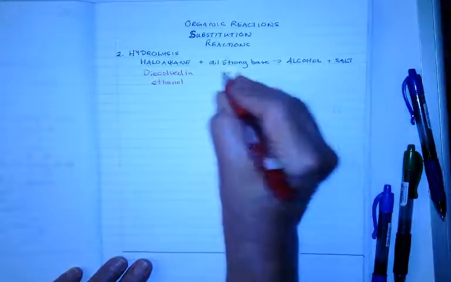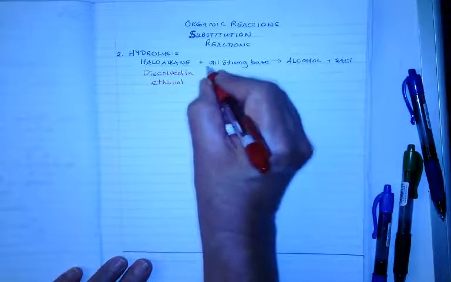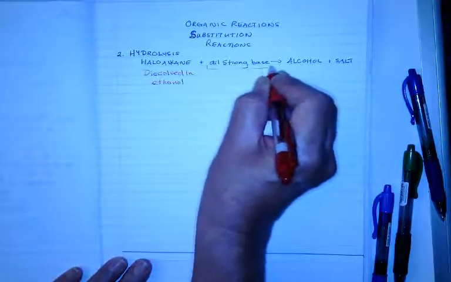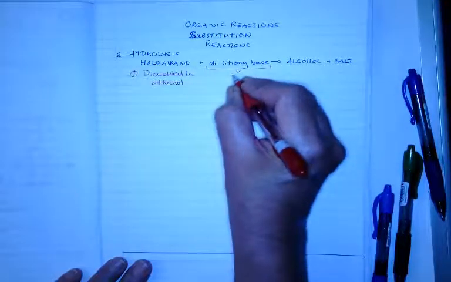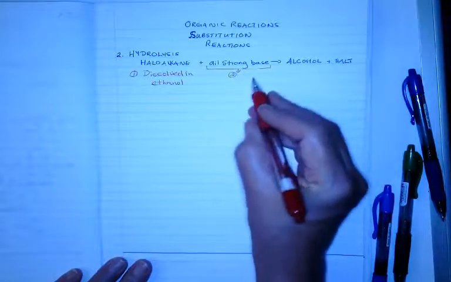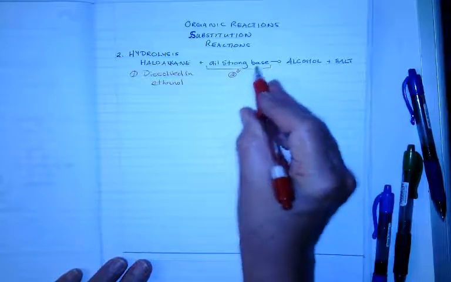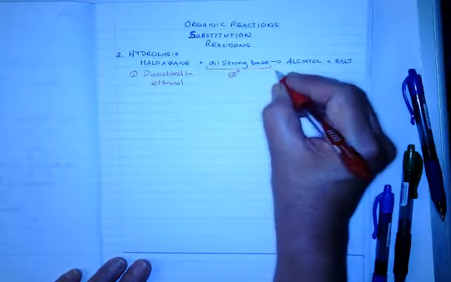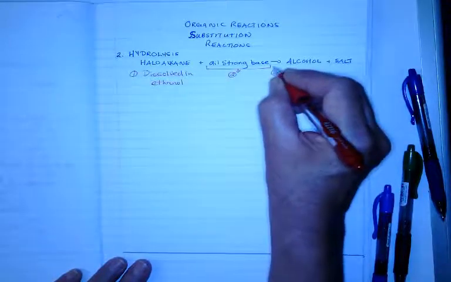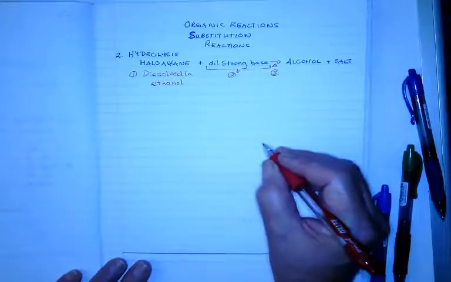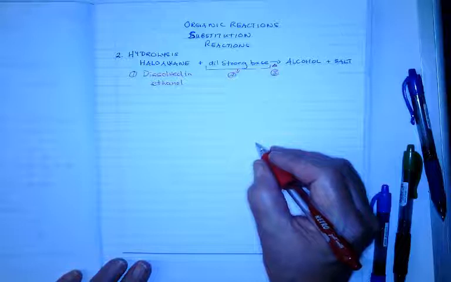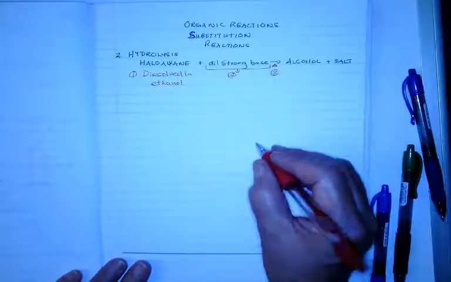And this needs to be a dilute strong base. That is the second condition, a dilute strong base. So your first condition is the haloalkane needs to be dissolved in ethanol, and the second condition is that you actually need a strong base. And the third thing is that you need to add heat to the reaction, which I can indicate with a little triangle there under the arrow.